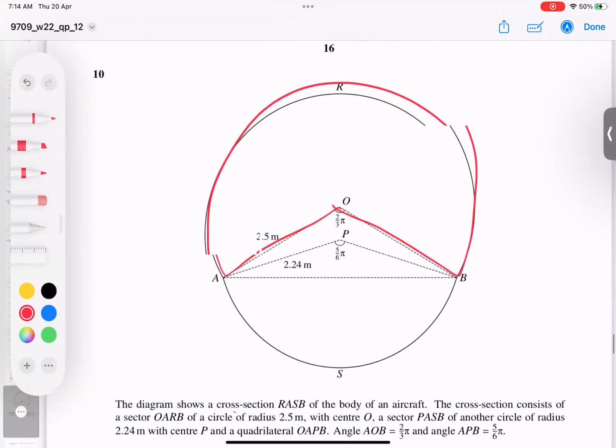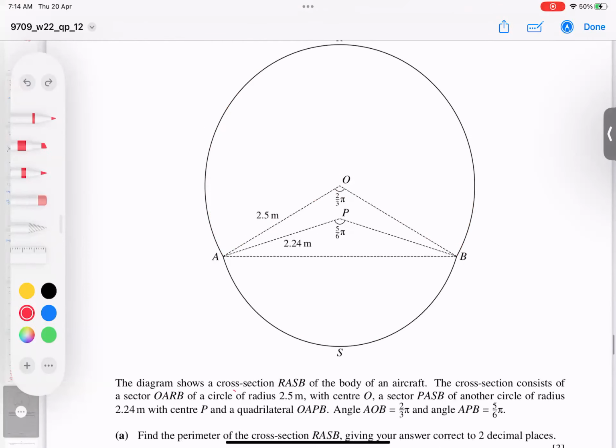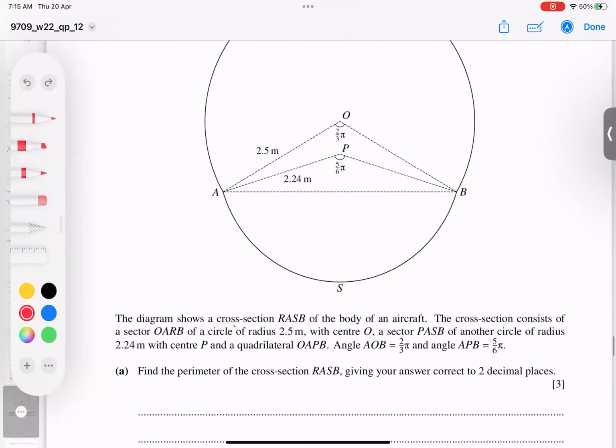This sector, he said, so naturally the center is O. So one part is clear. Second, he is saying here, arc ASP, center at P. So it means two centers: this arc length is centered at O and this arc length is centered at P. This is a very, very important concept whenever you are dealing with this kind of sector question. So first of all, keep your eye on where the center lies. Okay, so let's start.